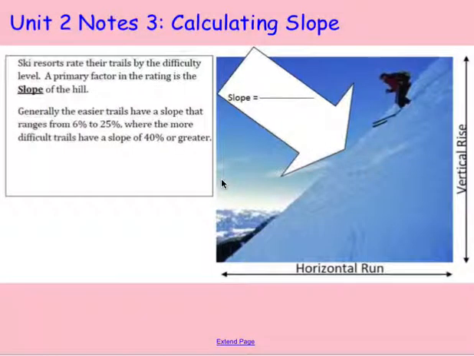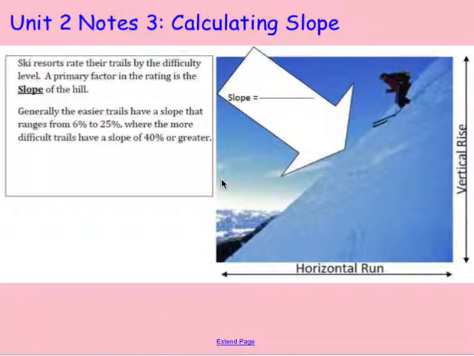This is Miss Humbert here, and today we're going to be talking about Unit 2, Notes 3. So we're going to talk about calculating the slope. Now that's something you did in algebra, and we're going to take it and apply it towards geometry today.